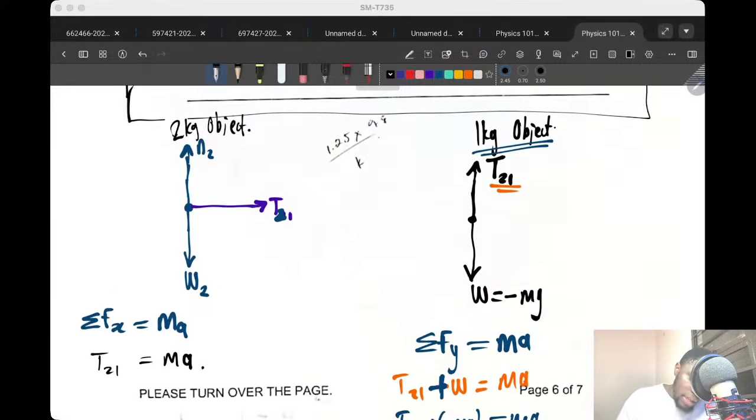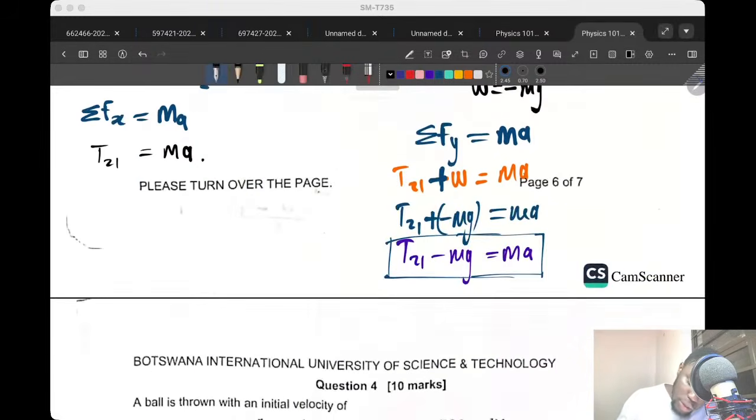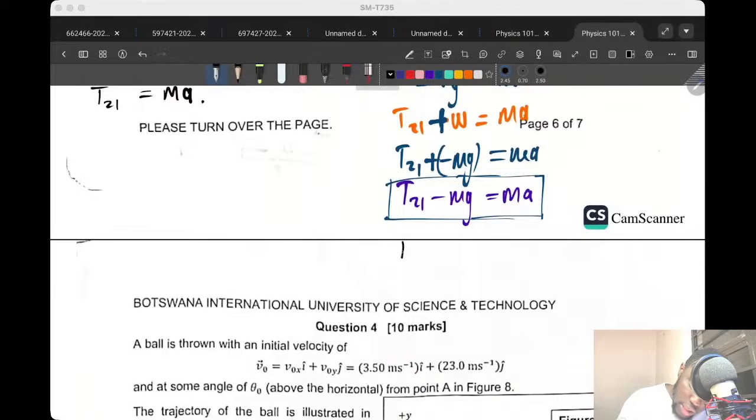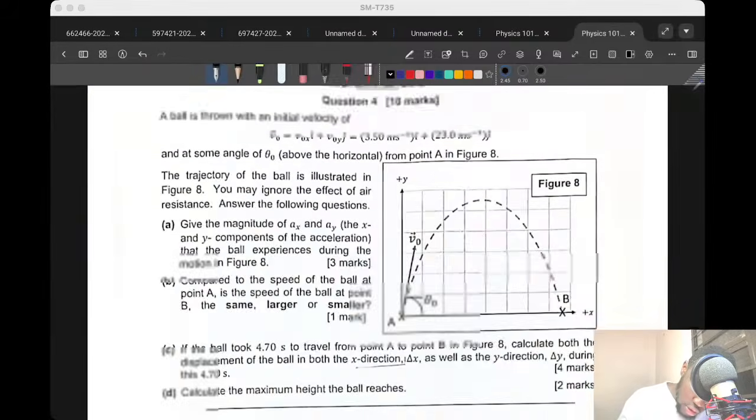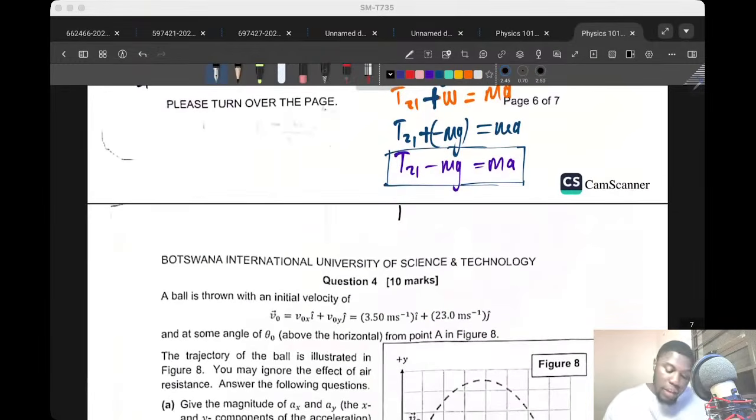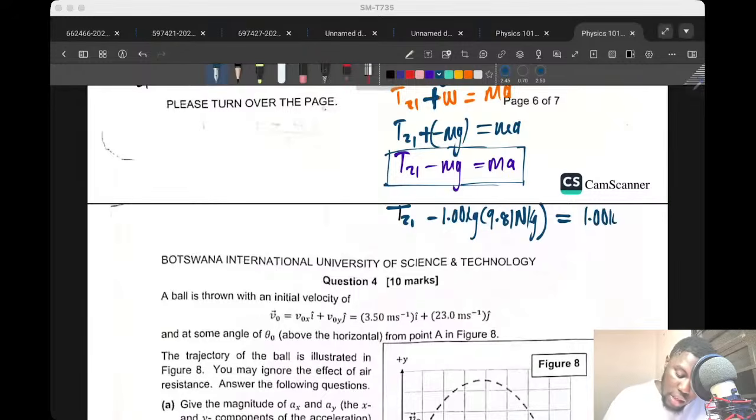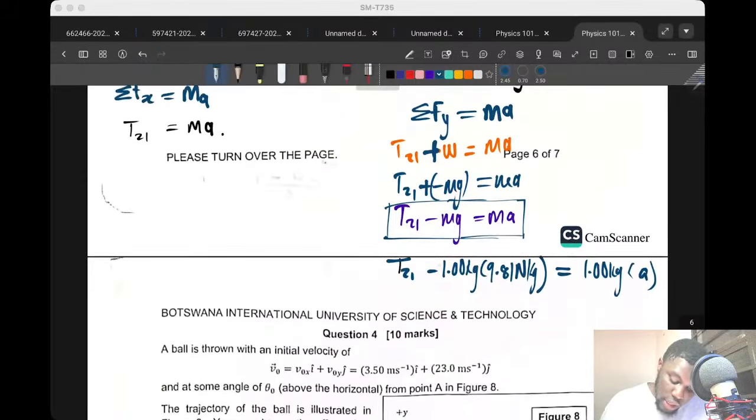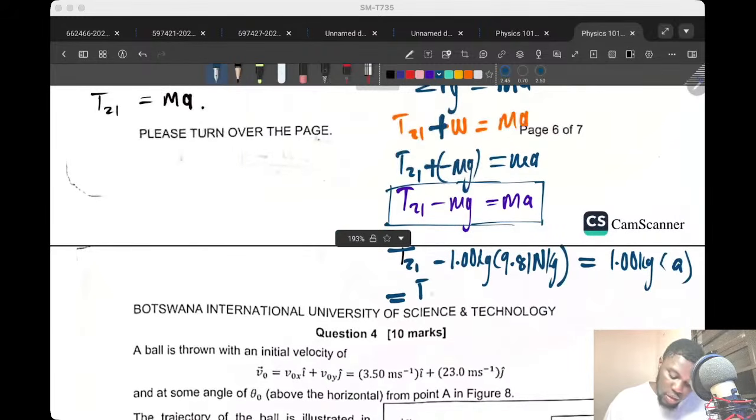Now, what is your m? In here, the m is 2 kgs. In there, the m is 1 kg. In here, you can make whoever you want the subject, okay? You can say tension 2-1 minus mg. What is mg? 1.00 kilogram times 9.81 newtons per kg. Then we say this is equal to 1.00 kg times a. So you can now say this is going to be equal to T21 minus local.